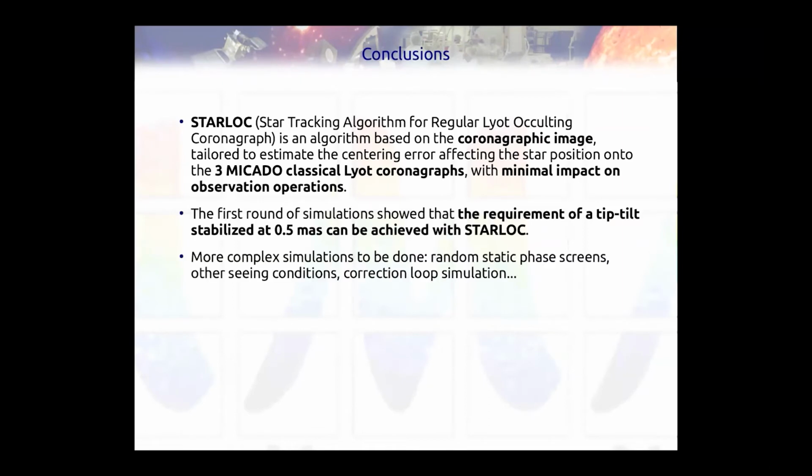The conclusion is that the STARLOC algorithms that we've developed can stabilize the star onto the coronagraph center down to the required 0.5 mas. Some simulation studies remain to be done, like more complex static phase aberrations and other scene conditions, or even a real correction loop simulation.